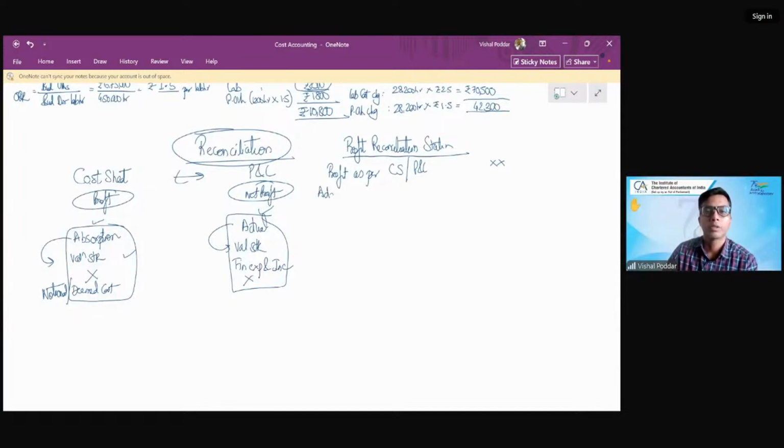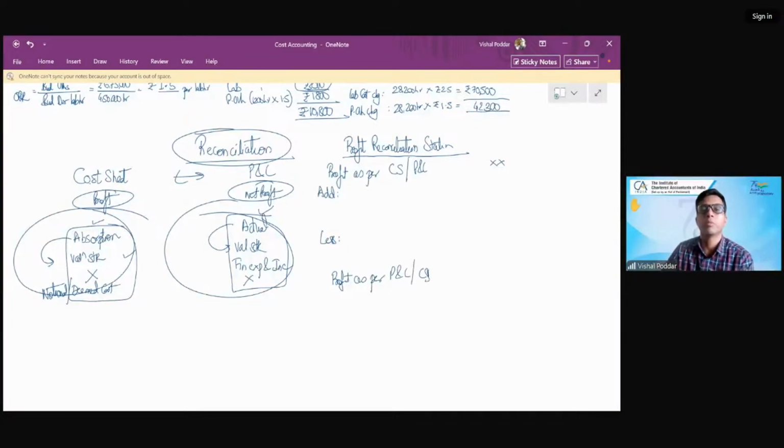In that, certain differences, as we have marked, these are the differences. Certain would be added, certain would be subtracted, and the next figure is your profit as per the other records, which may be P&L or cost sheet. So this is our first format.